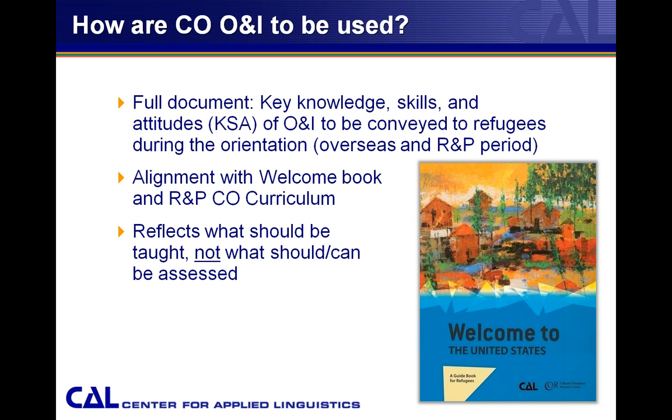And one thing that I want to remind us all of is that this document, and it is quite extensive, reflects what should be taught, what needs to be conveyed to refugees, and not what should or can be assessed. So once we roll out the assessment document, you will see that it does not have 100 questions hitting each objective and indicator, but it rolls it up to some key components of knowledge, skills, and attitudes that are critical to refugees in the early stages of settlement.